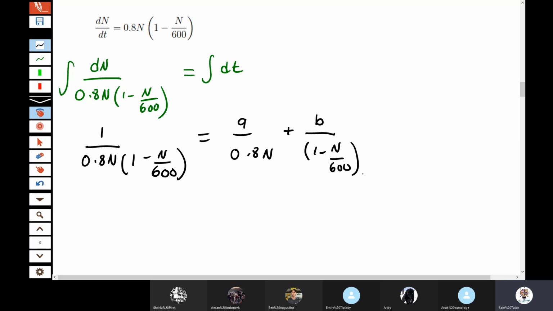Why do you do that, Andy? Because then, are you able to integrate this? Of course. What does it become? Log. What does this become? Also log. So that's the idea of splitting it. So hopefully you can remember that: A's and B's and split.